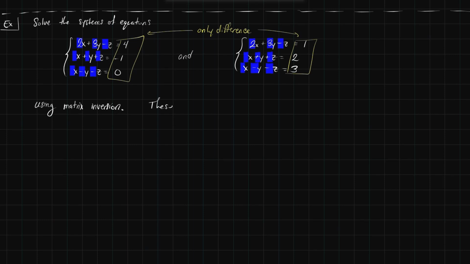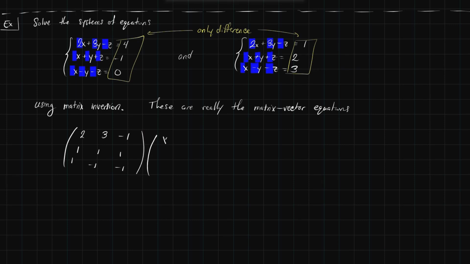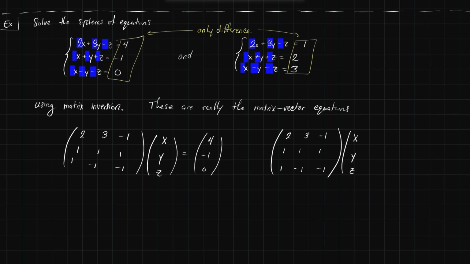So these are really the matrix vector equations: 2, 3, -1, 1, 1, 1, 1, -1, -1, against the vector x, y, z is equal to the vector 4, -1, 0. And in the second case, the same matrix, 2, 3, -1, 1, 1, 1, 1, -1, -1, against the vector x, y, z is the vector 1, 2, 3.